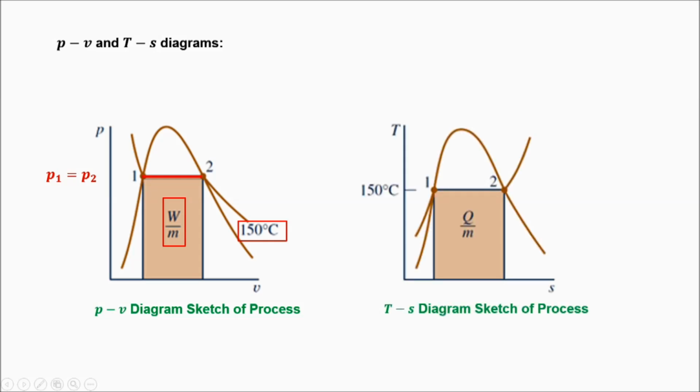And now the TS diagram is shown on the right. Again, the process from 1 to 2 is a constant temperature process during the phase change. Note that the specific entropy change is positive during this process. The area under the curve represents the heat transfer added during this constant temperature process.